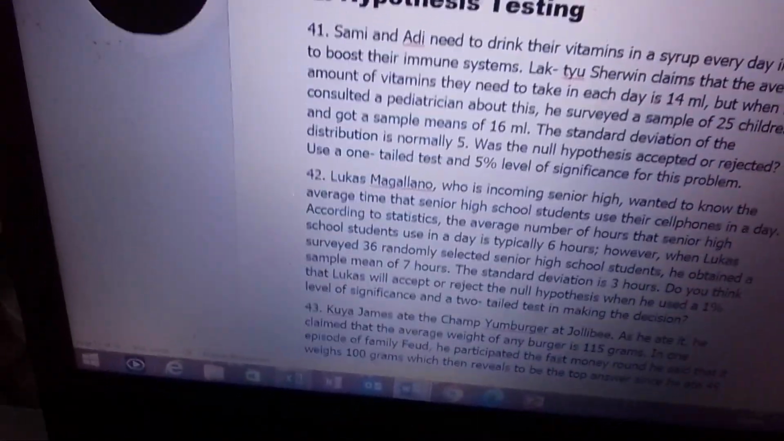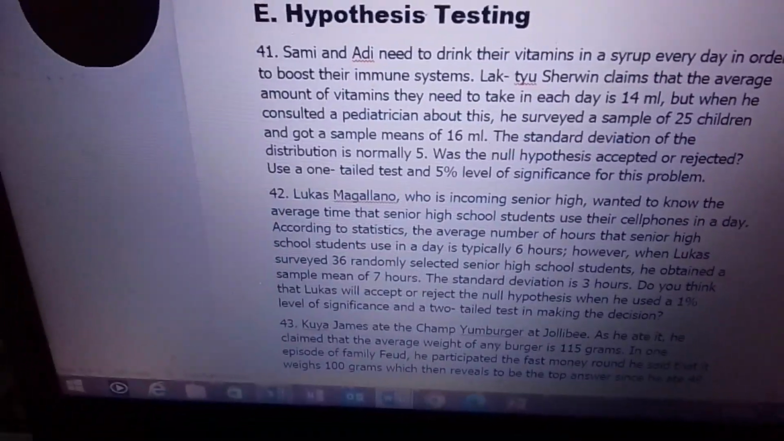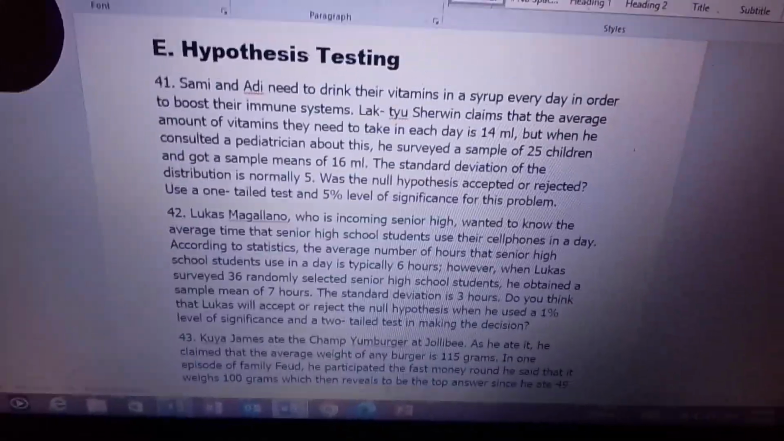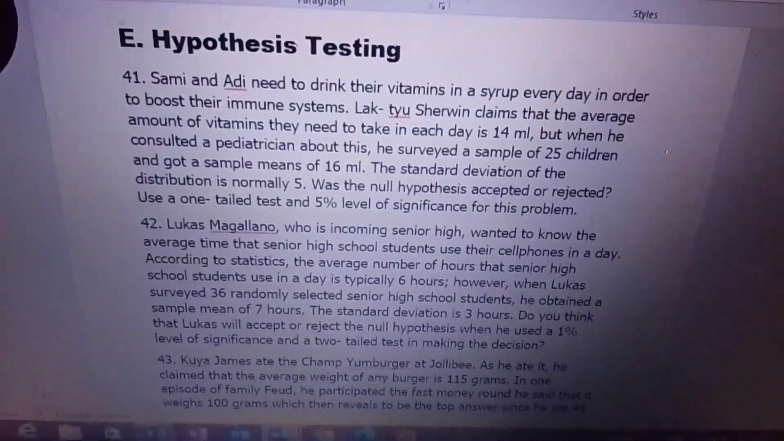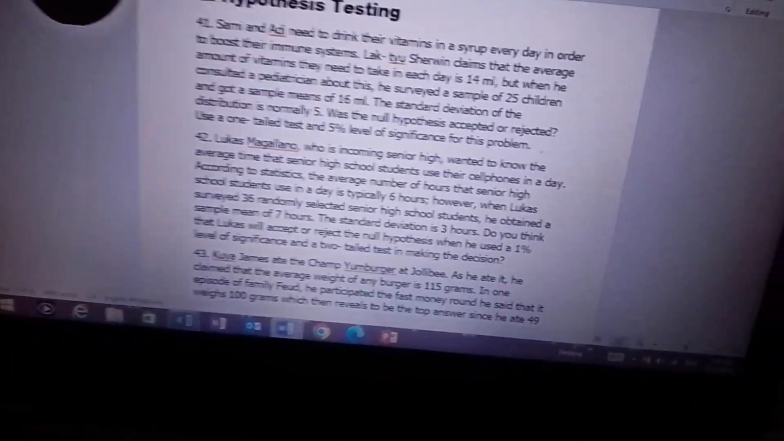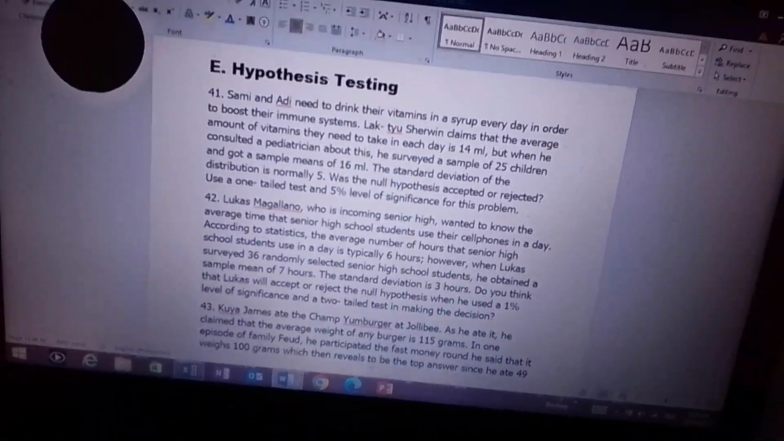And the standard deviation of the distribution is normally 5. And then, the question is, was the null hypothesis rejected or accepted? Kaya nga yun ang sabihin ko dito sa question na to. Because the goal of hypothesis testing is to test whether the null hypothesis were rejected or accepted. Use a one-tailed test and 5% level of significance for this problem.